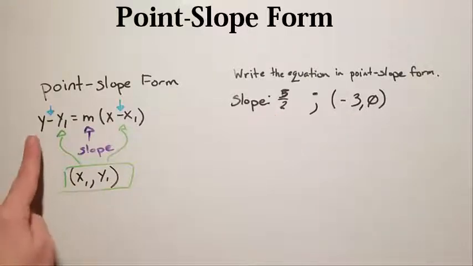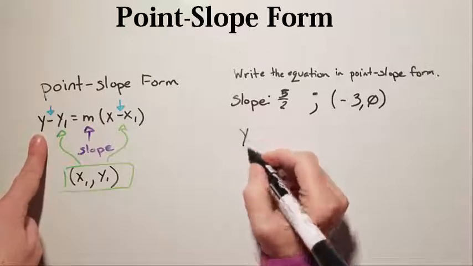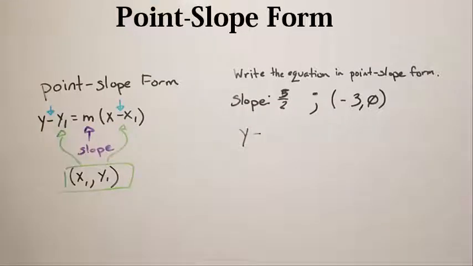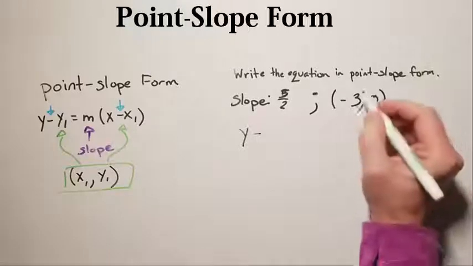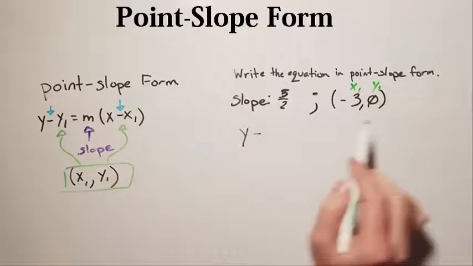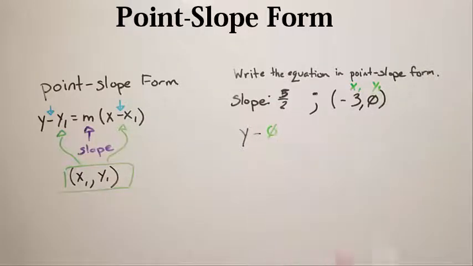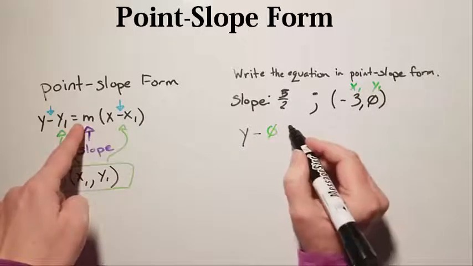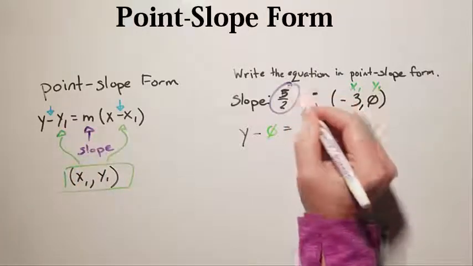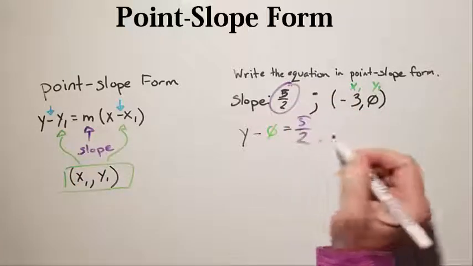So reading our equation, I've got a plain old y, so I have a plain old y. I'm supposed to subtract, so I'm supposed to subtract. I need to identify my points. So this is x1, y1. I need y1. y1 was 0. The rule then says equal, and I'm supposed to have my slope. My slope was given to me right here. So my slope is 5 over 2.